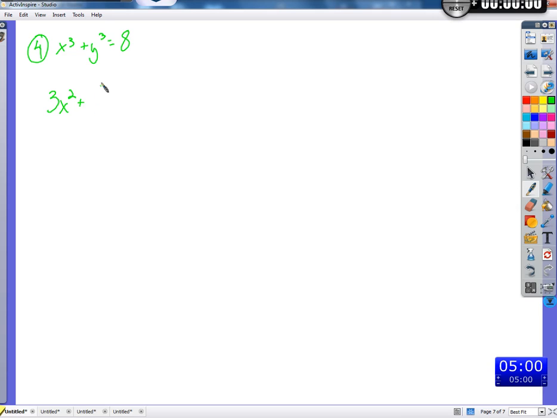Plus, now we have the derivative of something with a y in it. Y is implied to be a function of x. So we use the chain rule on it. So we get the derivative of the outside, which is 3y squared, times y prime. And then y prime, that's the derivative of that inside function right there. Equals 0 because the derivative of 8 is 0.